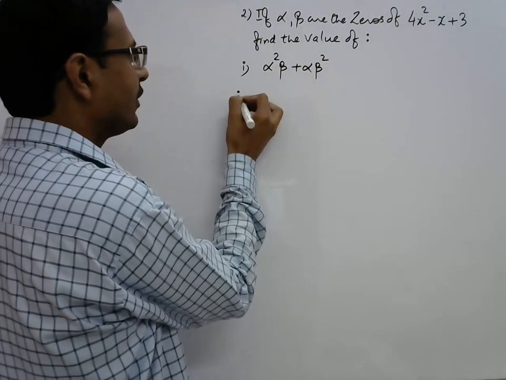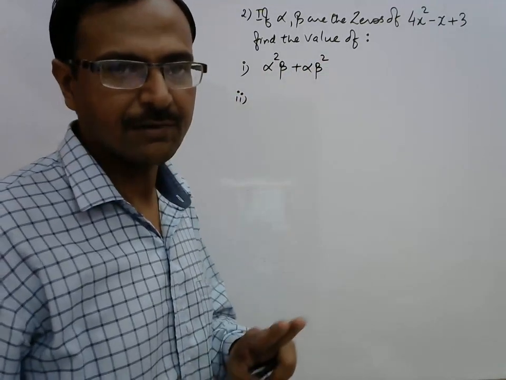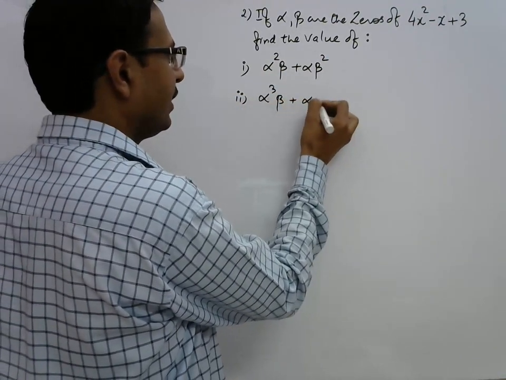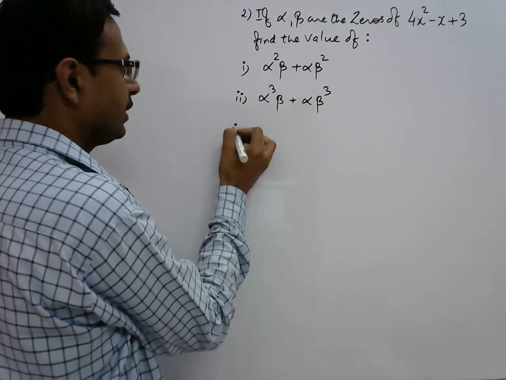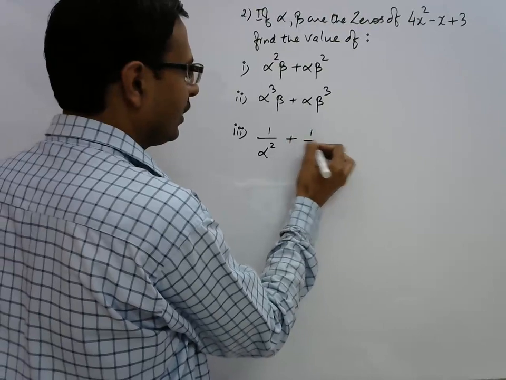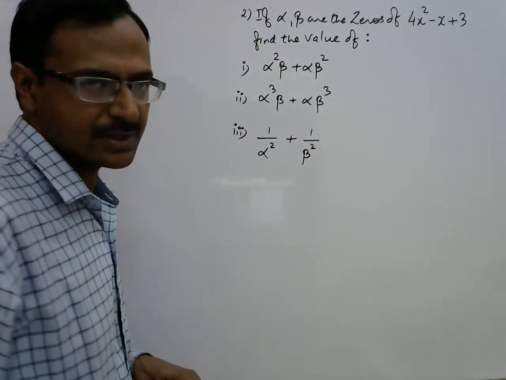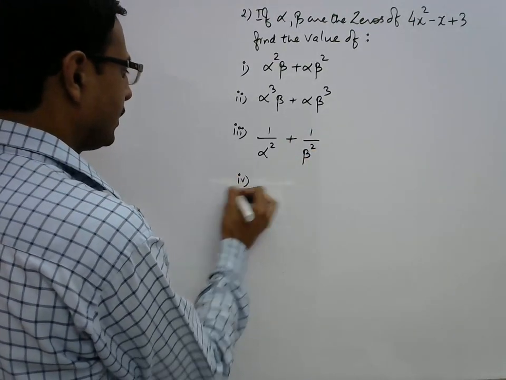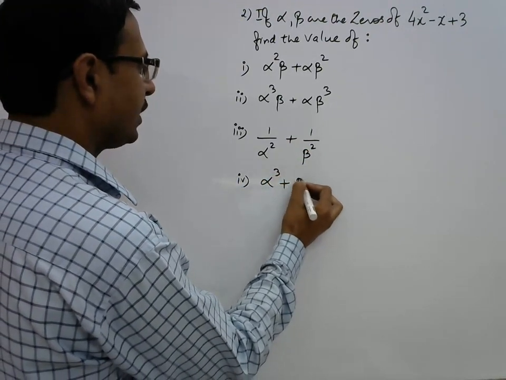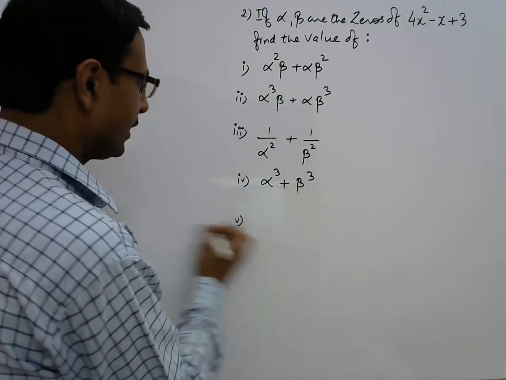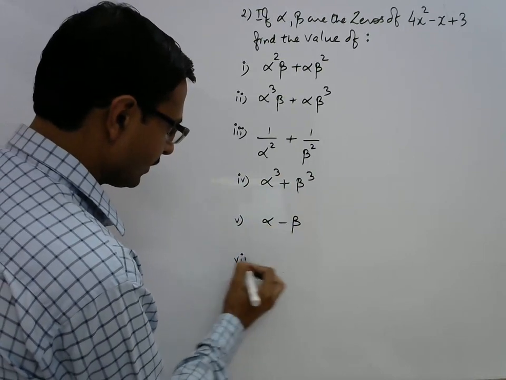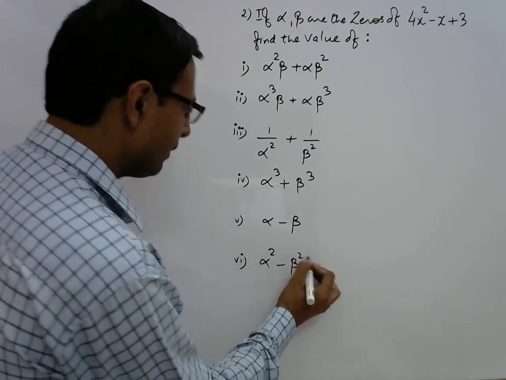I'll just tell you how to convert all this in the form of alpha plus beta and alpha beta. Alpha cube beta plus alpha beta cube. This is the second part. Third part, 1 upon alpha square plus 1 upon beta square. This is the third part. Fourth part, alpha cube plus beta cube. Fifth part, alpha minus beta. And sixth part, alpha square minus beta square.